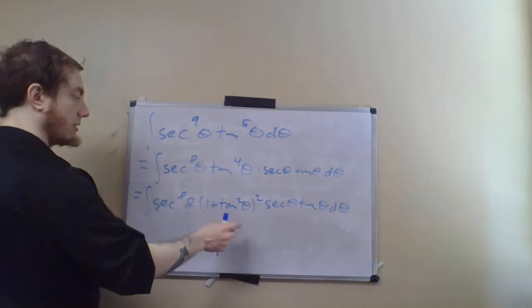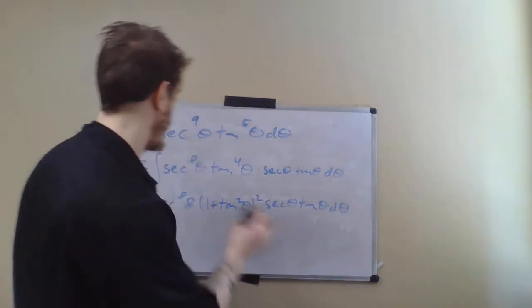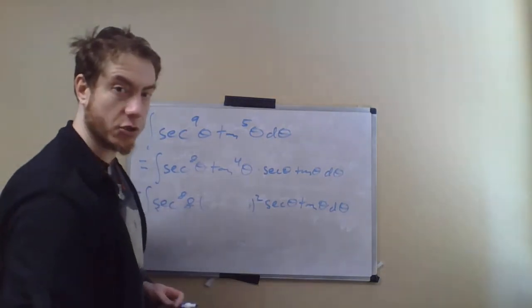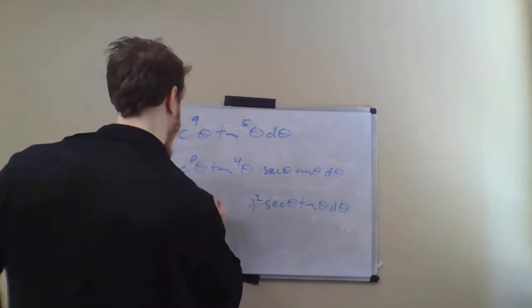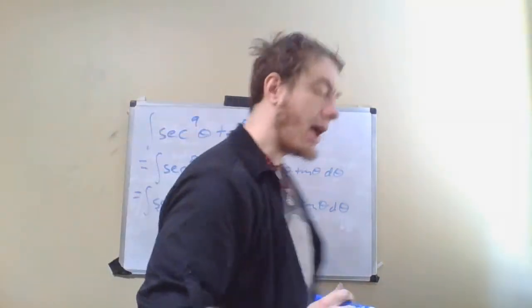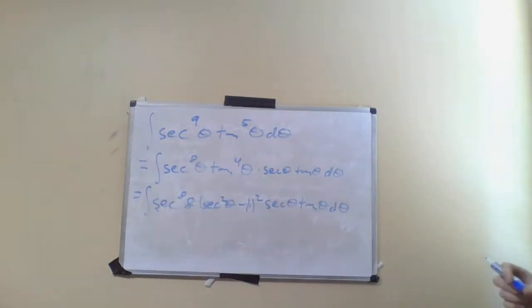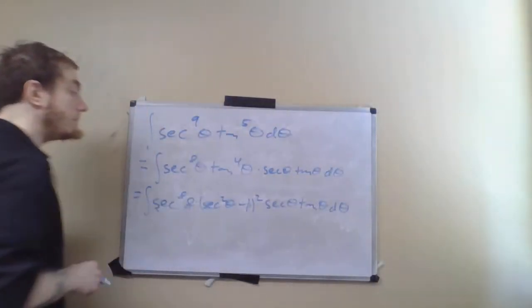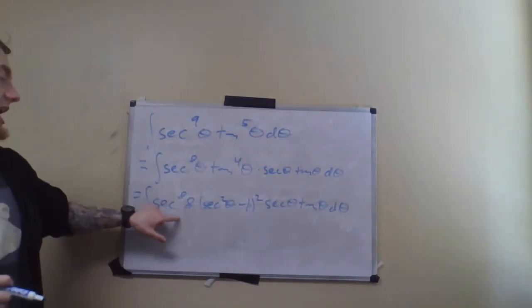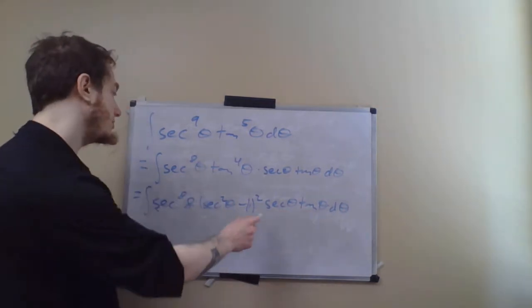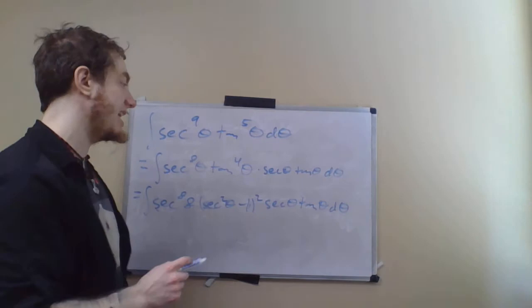But 1 plus, I didn't do that substitution correctly at all, did I? Tangent squared is secant squared minus 1. So I meant to put a secant squared theta minus 1 in there. I'm glad that I was sort of paying attention, even though I obviously wasn't paying attention the first time I wrote that down. So now everything is secants except for this tangent theta at the end. But that's okay because I have a secant theta with it.